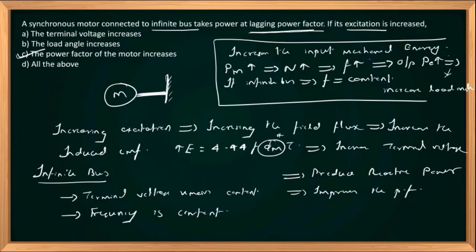So these are the two different aspects of a synchronous machine connected to an infinite bus. One is increasing the excitation and the other is increasing the input fuel energy. Right. I hope this is clear.